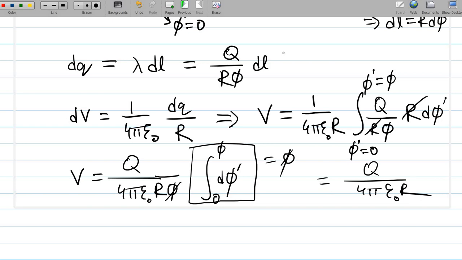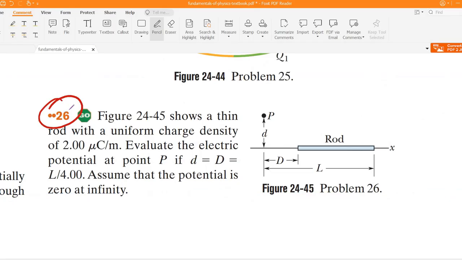Simple, isn't it? So the next problem is this, number 26. It talks about a thin rod with uniform charge density. So there is a lambda. Lambda is given, right? L is given. Is L given?